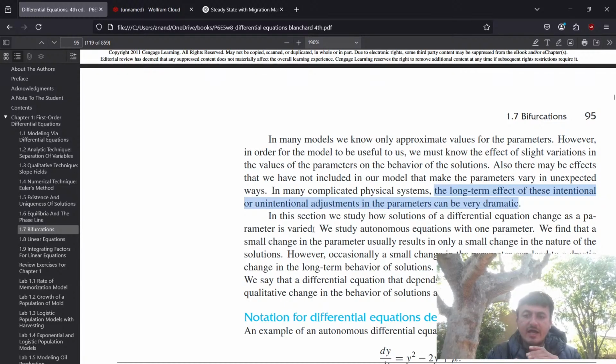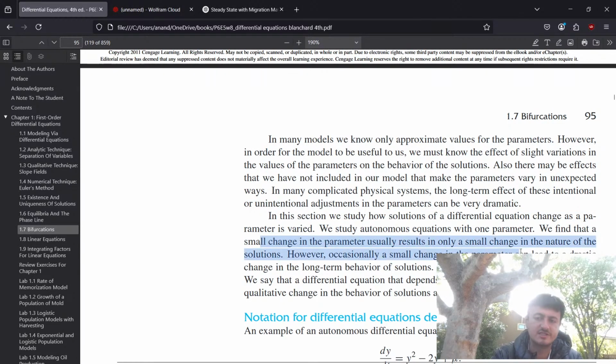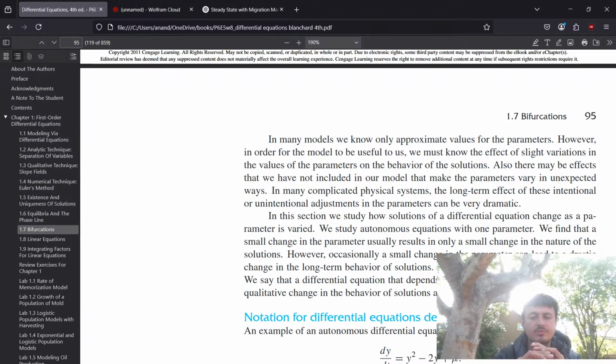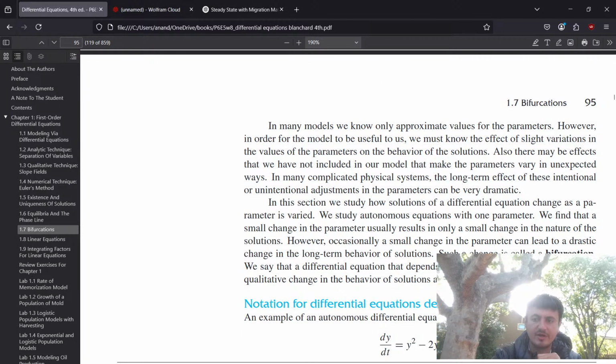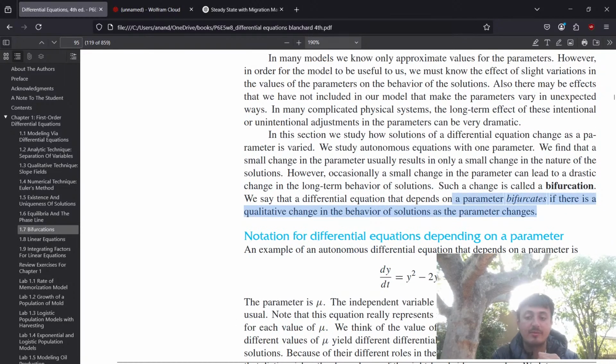In this section, we study how solutions of a differential equation change as a parameter is varied. We study autonomous equations with one parameter. We find that a small change in the parameter usually results in only a small change in the nature of the solutions. However, occasionally a small change in the parameter can lead to a drastic change in the long-term behavior of solutions. Such a change is called a bifurcation. We say that a differential equation that depends on a parameter bifurcates if there's a qualitative change in the behavior of solutions as the parameter changes.